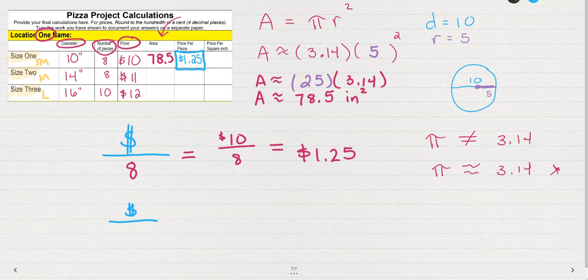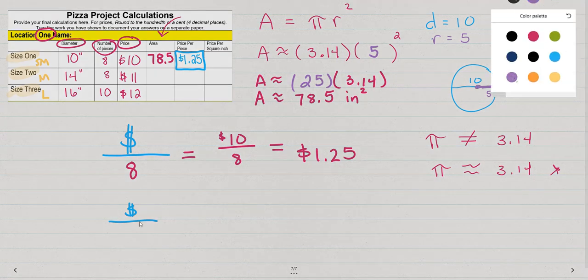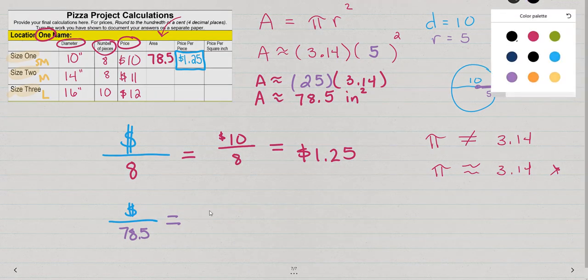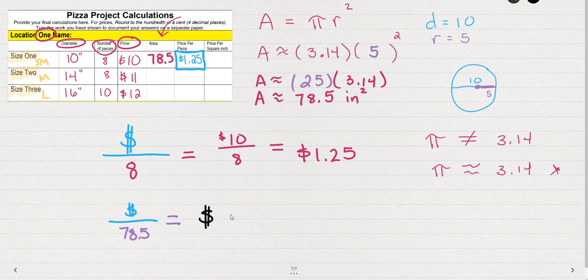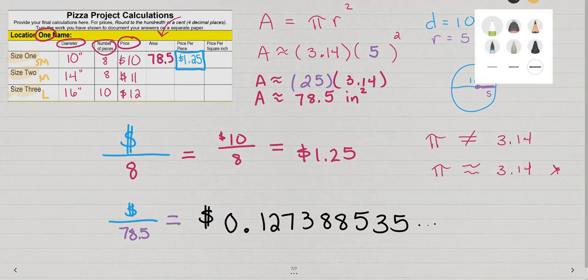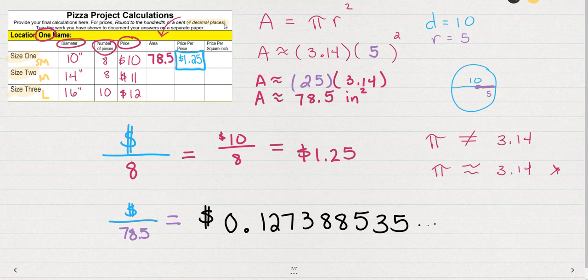Now for the price per square inch, I'm going to start with the price again, because I'm looking for a price. So the price is going to go in the numerator, and I'm going to divide by the area. When I divide by the area, I've got $10 divided by 78.5. I am getting, and this is still dollars, 0.1273885. This is what my calculator tells me. It actually is going to keep going, but my calculator stops here. Notice from the directions that what we're doing is rounding to 4 decimal places.